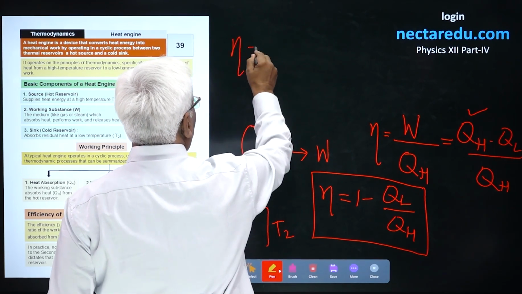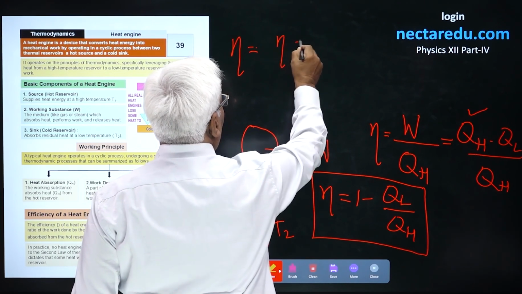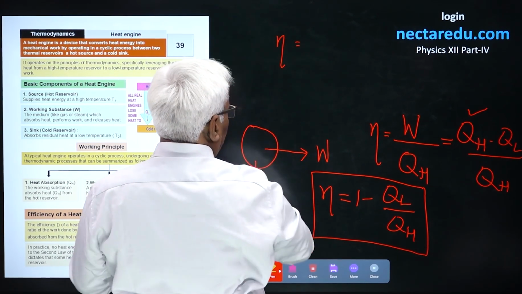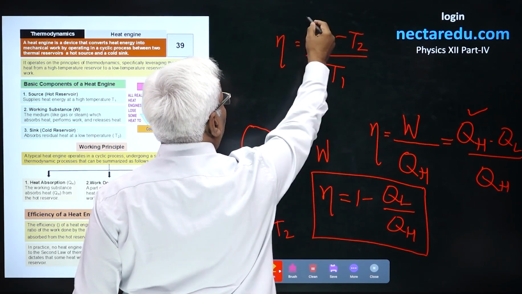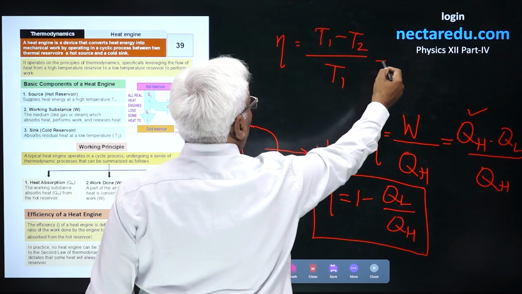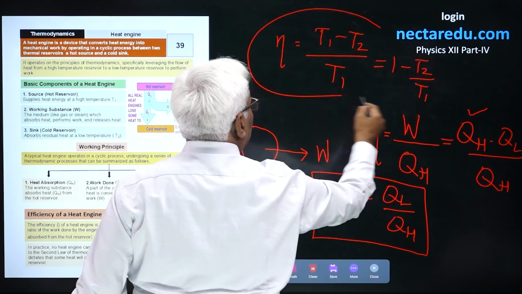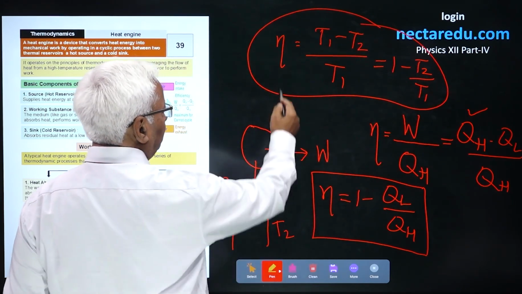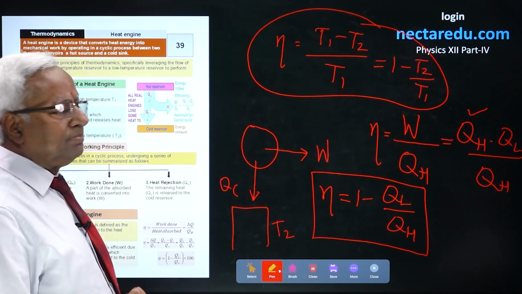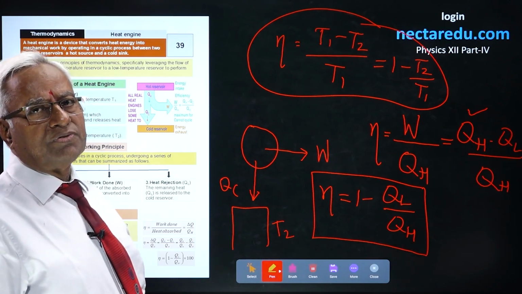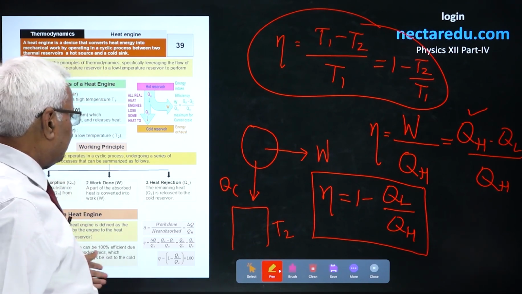As far as the temperatures of the source and sink are concerned, we could also write the relation this way: T1 minus T2 upon T1, where T1 is the higher temperature and T2 is the lower. This could also be written as 1 minus T2 upon T1. So, basically we have two relations for the efficiency of a heat engine. A heat engine can never be 100% efficient, which means it is not in a position to transform heat completely into work. These things have been clearly mentioned here.